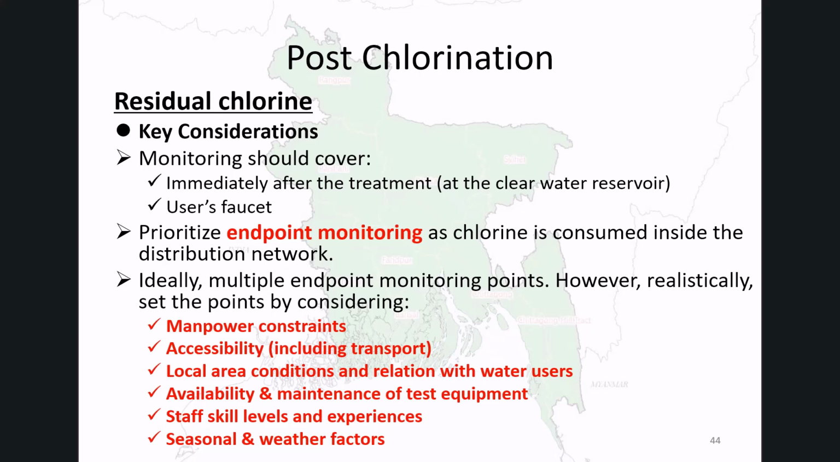2. Priority should always be given to endpoint monitoring because chlorine is consumed during distribution. Measuring only at the plant does not show the true condition experienced by users. 3. Ideally, multiple monitoring points should be established across the distribution network. However, in reality, several constraints exist.